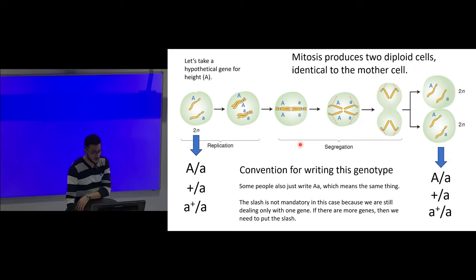Okay, so the convention to write this is exactly the same thing as earlier. So big A slash small a, plus slash a or A plus slash A. Easy. Don't forget, some people like to remove the slash. This works here, in this case. And I wrote it right here.